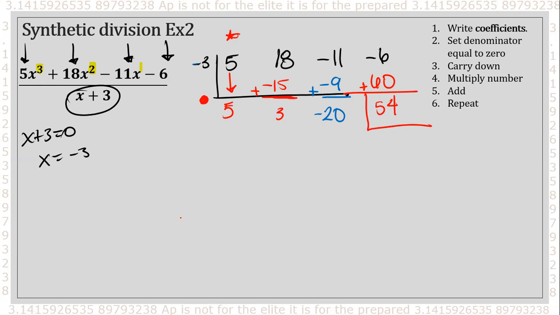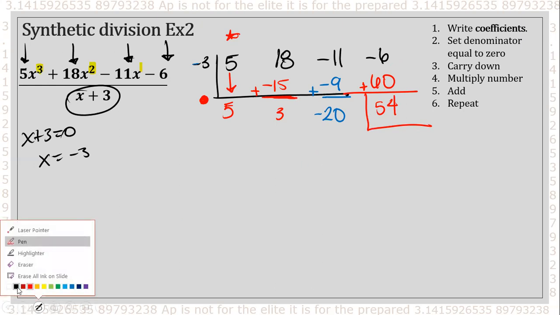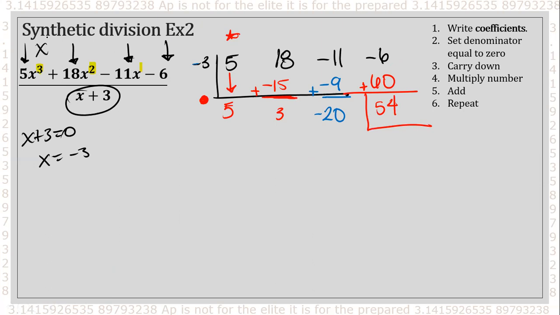So keep in mind, this is x cubed, that must mean this is x squared, this is x, and this is just a term as x to the 0, right? And we know that x to the 0 is equal to 1, so I'm not going to write the x there. So my answer should be 5x squared plus 3x, because if it's positive, it's a plus, and if it's negative, it's a minus, with a remainder of 54.